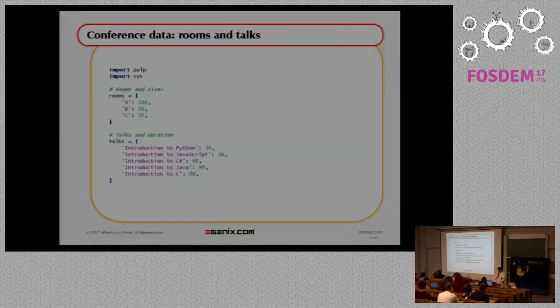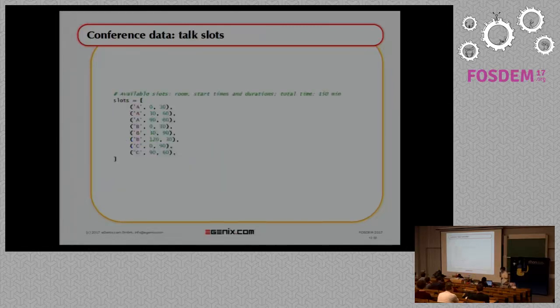So how do we do this? First, of course, we import PuLP. Then we define a few things like the rooms and the sizes. We have a few talks here with the talk durations. Then the next thing is to define the slots that you have available. As you can see, you have the room A, and then you have the start time of the slot and the duration of that slot. And you can see here you have different time slots, so they're not all the same length.